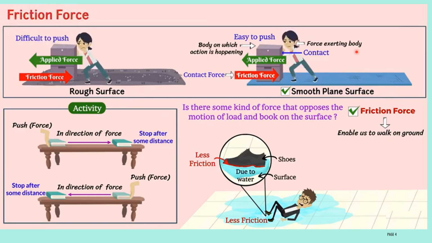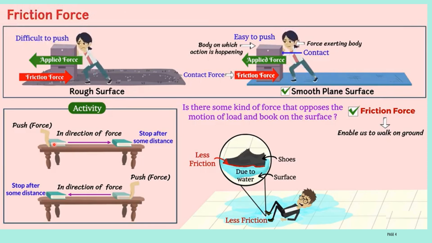Here the force exerting body is this girl. She is applying a force on the wooden box, and this wooden box is the body on which the action is happening. Then this frictional force we consider a contact force, because you can see this wooden box is in contact with the smooth plain surface. They are touching each other. This type of force we call a contact force.